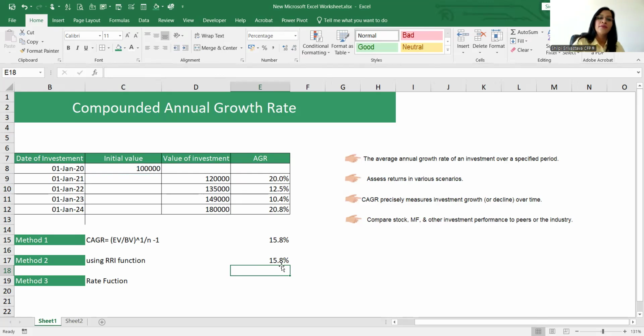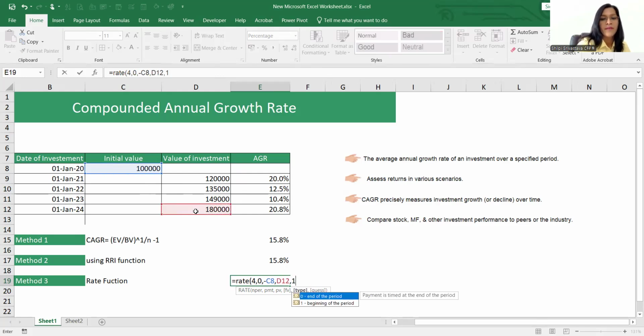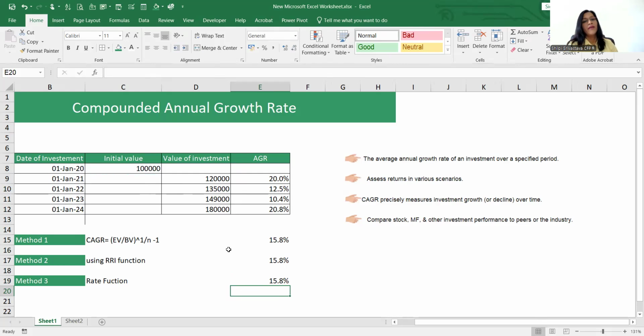Now the third way is using the rate function. You simply write rate. Here the formula appears. Nper is 4. What is PMT? PMT is for when you are making regular payments. Here we have invested a lump sum amount of 1 lakh, so PMT I'm taking 0. What is PV? PV is the present value which you have invested. That is outflow. That is why I'm putting a negative sign. What is future value? It is the maturity amount. That is 15.8. So by all three ways, you will get the same answer.